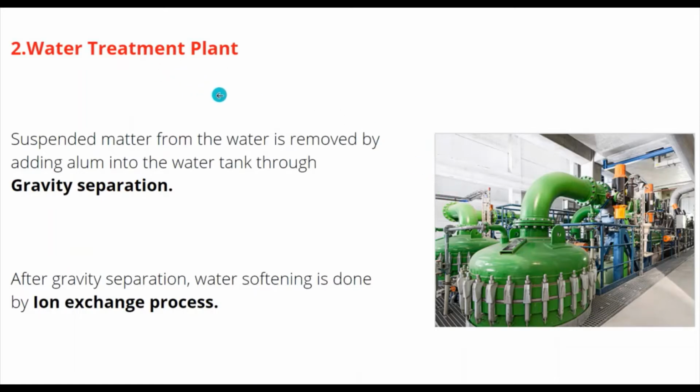Second, the water treatment plant. In a thermal power plant, water is used in large quantity. This water is converted into steam and used to rotate the turbine. Basically, this water and steam come into direct contact with the boiler and the turbine blades. If the water fed to the boiler is not treated properly, then it will reduce the efficiency and lifespan of the systems. So suspended matter from the water is removed by adding alum into the water tank through the gravity suppression method. And after that, water softening is done by the ion exchange process.